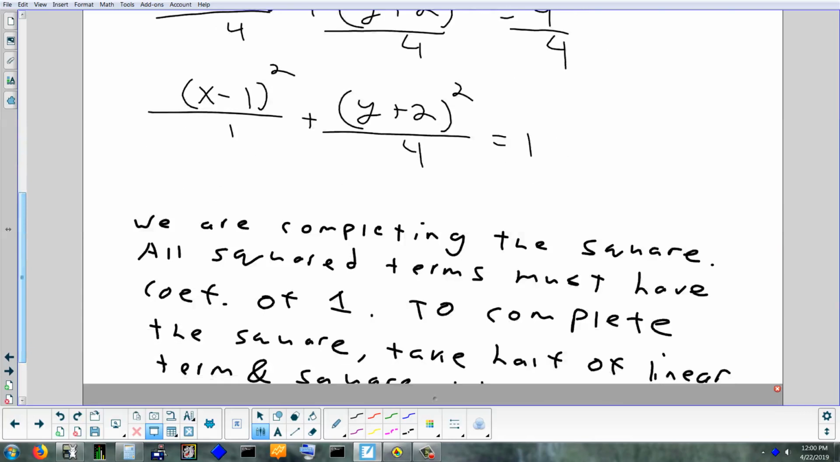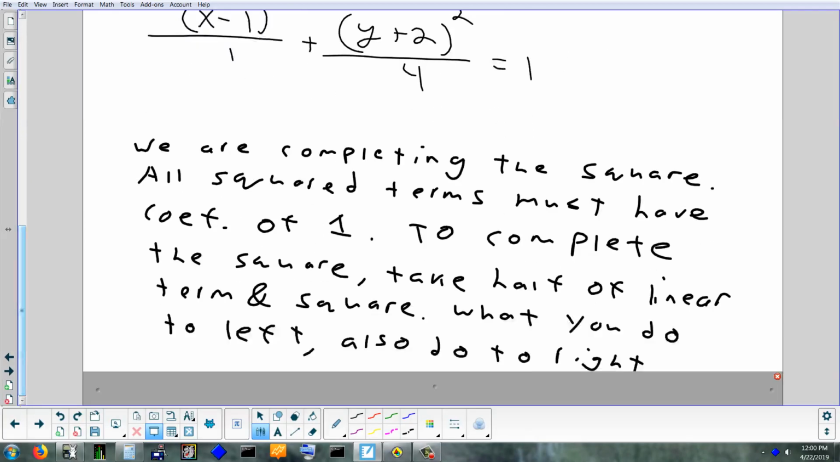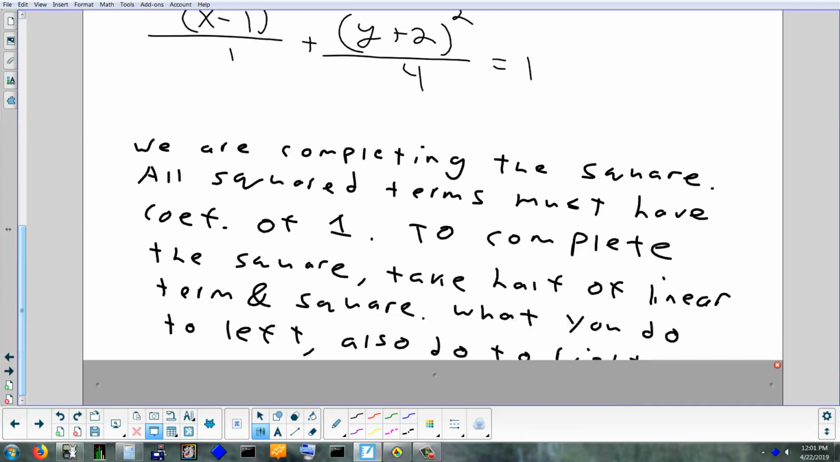Okay, so we're completing the square. All squared terms have a coefficient of 1. I already told you all that. If you don't know how to complete the square, you take half of the middle term and square it. What you do on the left, you got to do on the right. I already said all that.